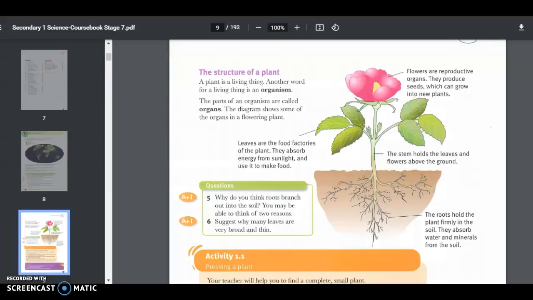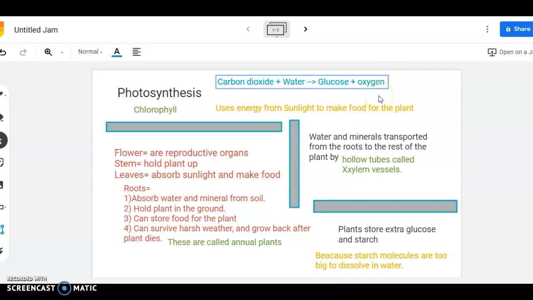So when we are talking about the functions of the parts of the plant, the flower is brightly colored for insects, but this is also where the reproductive organs are housed. The stem holds it up off the ground. Leaves absorb sunlight and make food. They are wide, have a broad surface area to increase the space for photosynthesis.